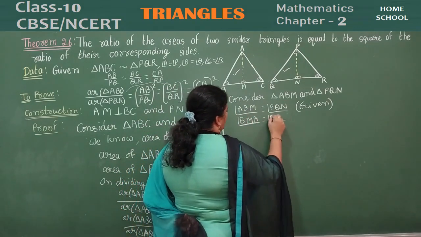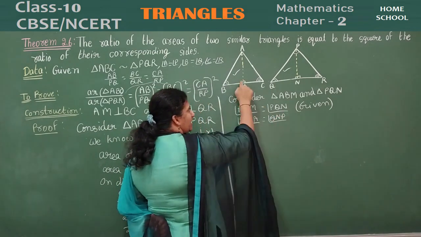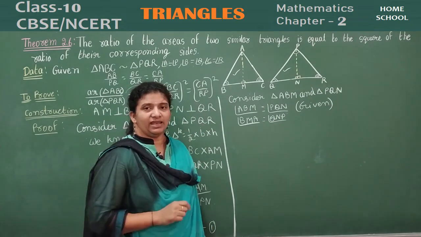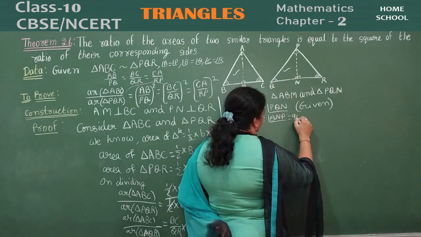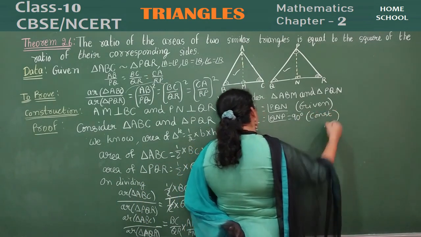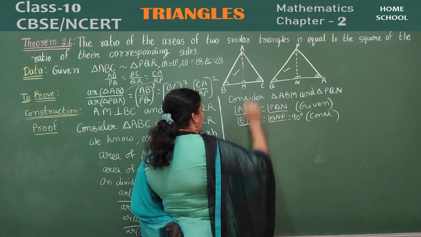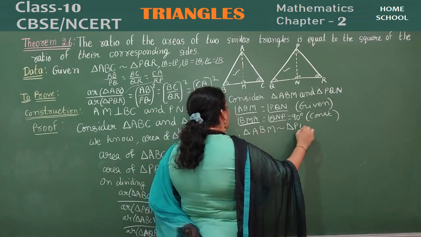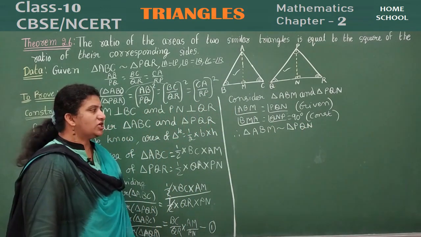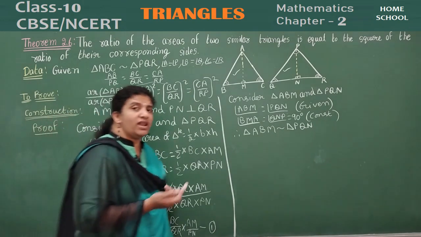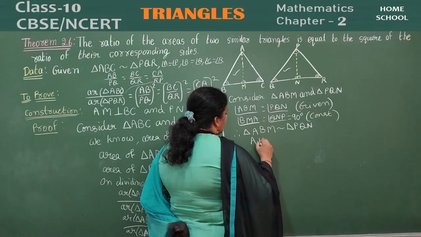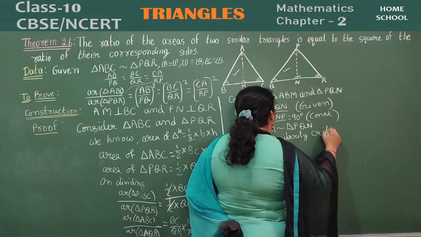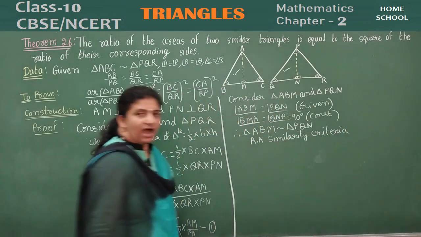Angle BMA is equal to angle QNP. What is the angle we need? Angle M, angle N, you can say. Easy to remember. Angle B equal to angle Q given. Angle M equal to angle N, perpendicular, that will be equal to 90 degrees. By construction, I can say this reason. Okay, so now these two triangles are similar. Therefore, triangle ABM is similar to triangle PQN. By which similarity criteria? By angle-angle similarity criteria. I can say that these two triangles are similar.